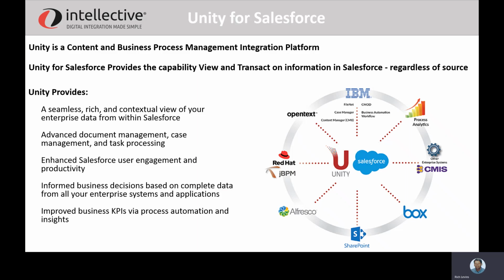Unity is a content and business process management integration platform. Unity for Salesforce provides the capability to view and transact on information in Salesforce regardless of the source. We'd like to call this graphic our Unity Wheel of Fortune, where we've integrated Unity with multiple enterprise content management systems, including IBM, OpenText, Box, SharePoint, and others. We've also integrated Unity to multiple business process management platforms, including IBM Business Automation Workflow and JBPM.